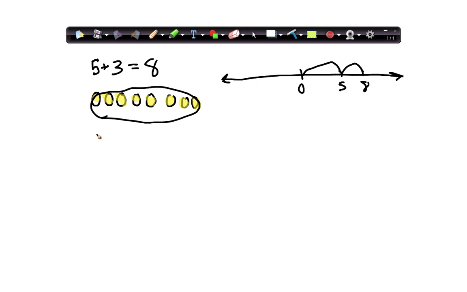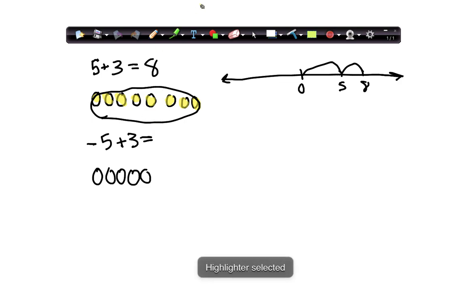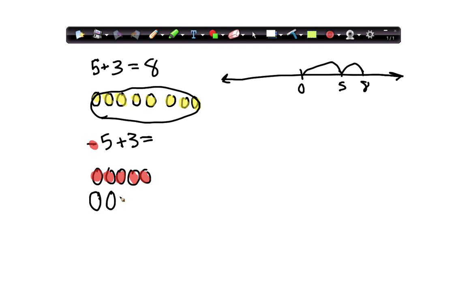Another problem that we did was, what if we had negative 5 plus 3? Then we would do 5 of these pieces, but this time when we shaded them in, they'd be shaded in red because they're negative. So this is negative 5. And we would add to that 3 positives, and that's indicated by yellow.